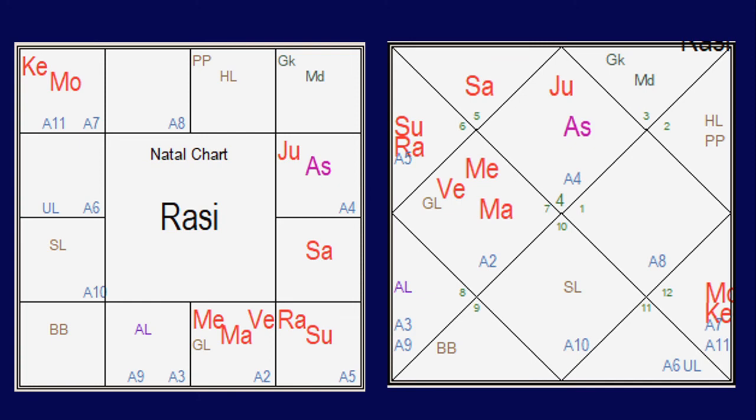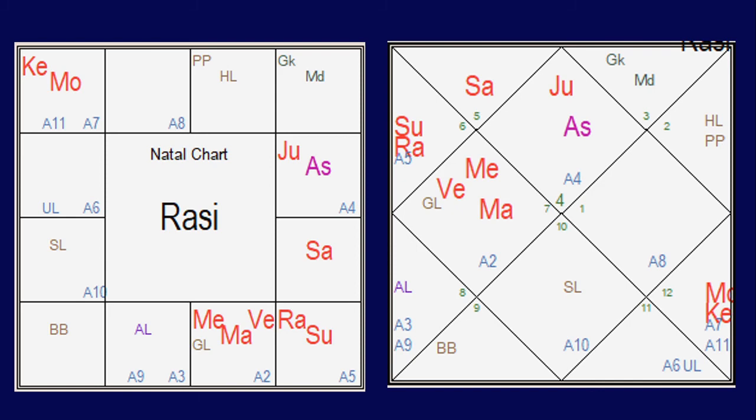Okay. So calculate 22 days from 23rd September. Roughly we will get 15 October. So this person was born on 15 October.